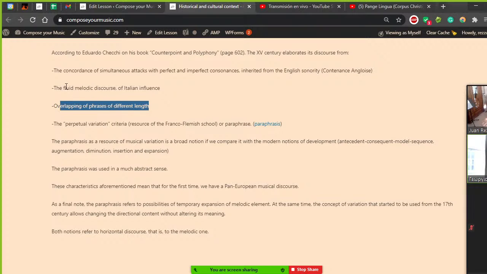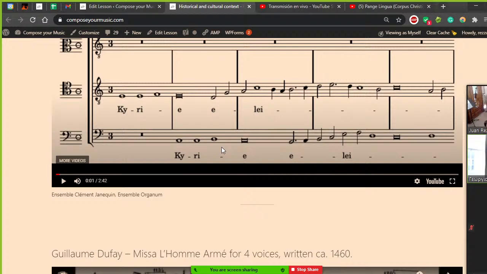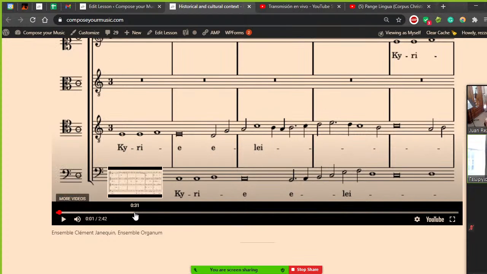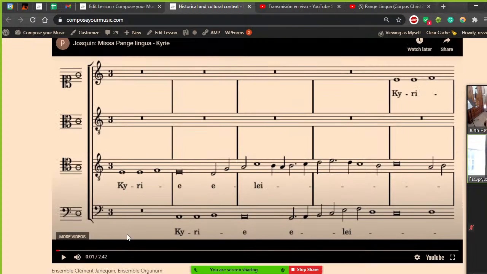We have overlapping phrases, the fluid melodic discourse of Italian influence. Josquin was not Italian, but he had this influence. And the perpetual variation criteria that we're going to see, that is ever flowing. That is the main characteristic of the Renaissance.